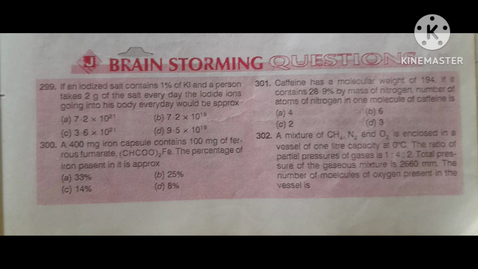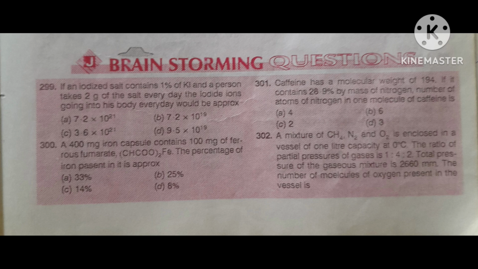And this 100 milligram is found in a 400 milligram iron capsule. In a 400 milligram iron capsule, 100 milligram of ferrous fumarate is there, and in this 100 milligram you calculated 32.9 milligram iron. It means a 400 milligram iron capsule contains 32.9 milligram iron. Correct? Then after that you have to calculate the iron percentage.